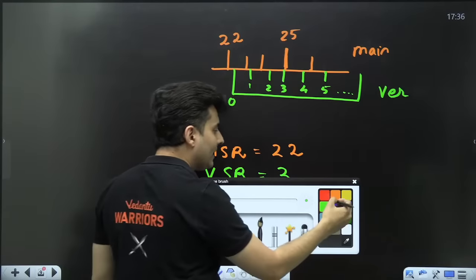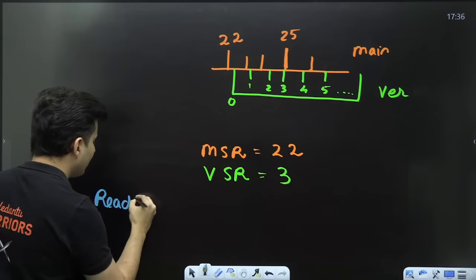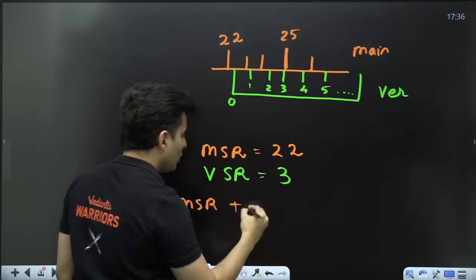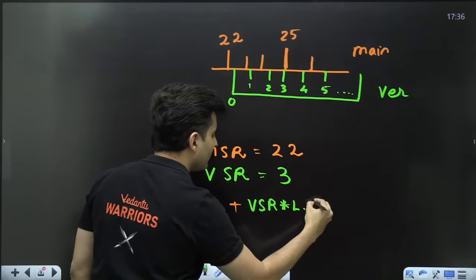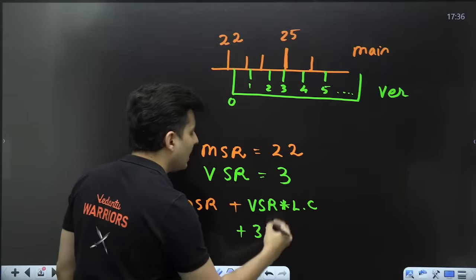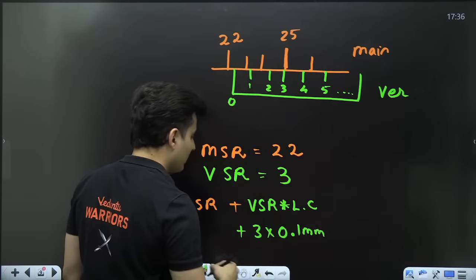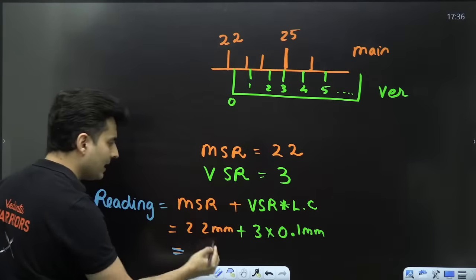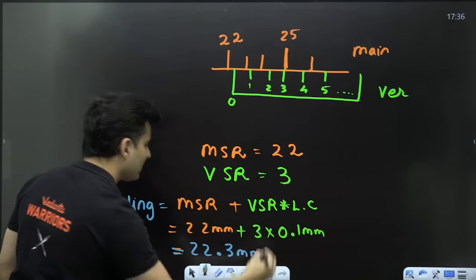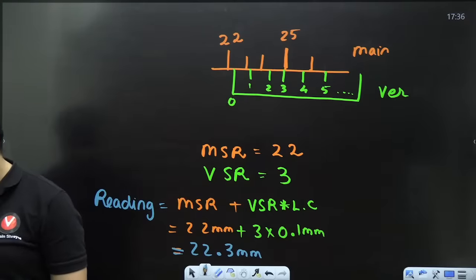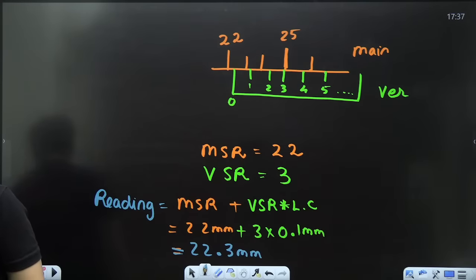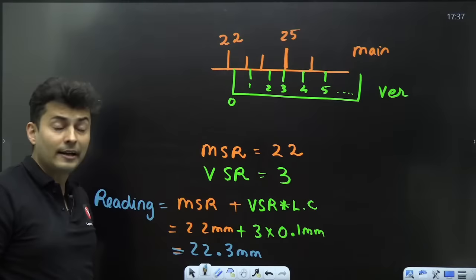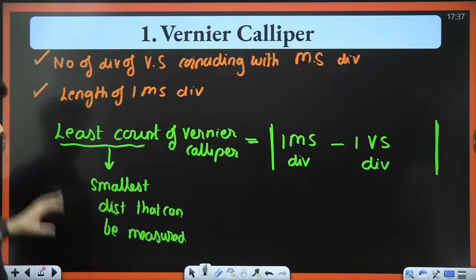Awesome. So now your final reading is always your main scale reading plus your vernier scale reading multiplied by the least count. The vernier scale reading is 3. For example, the least count is 0.1 millimeters and the main scale reading is 22 millimeters. So our final reading will be 22.3 millimeters. Is that clear, my dear students? Awesome. So the reading is always the main scale reading plus vernier scale reading into the least count. This is one formula which we saw.